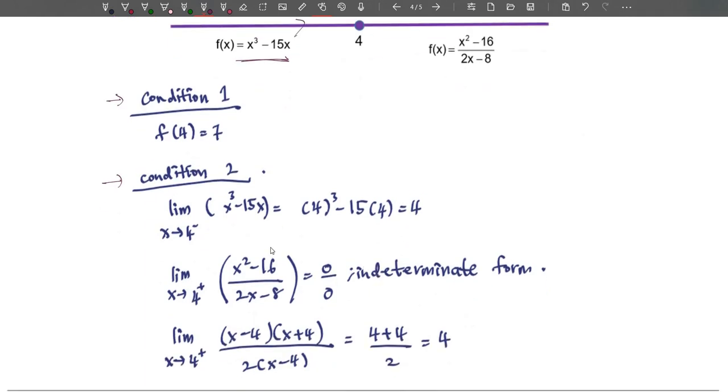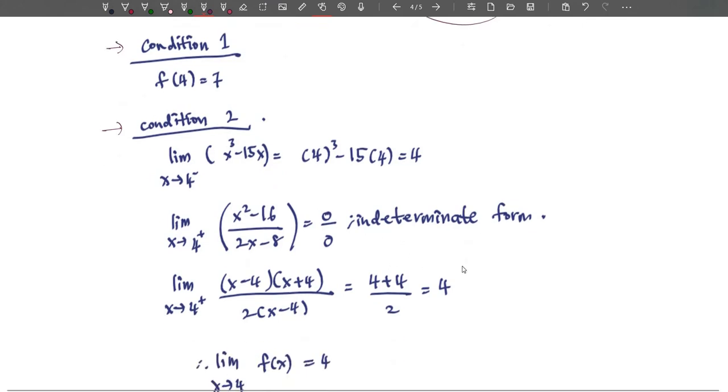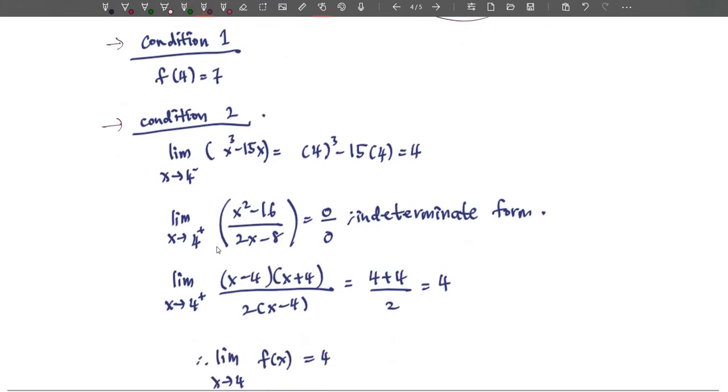The next one will be the limit as x approaches 4 from right. So this is where it approaches 4 from right, so we will use this function here: x squared minus 16 over 2x minus 8. When you substitute x equal to 4, it will be 0 over 0, which is indeterminate form. Since it is indeterminate form, you need to factorize and cancel the common factor.